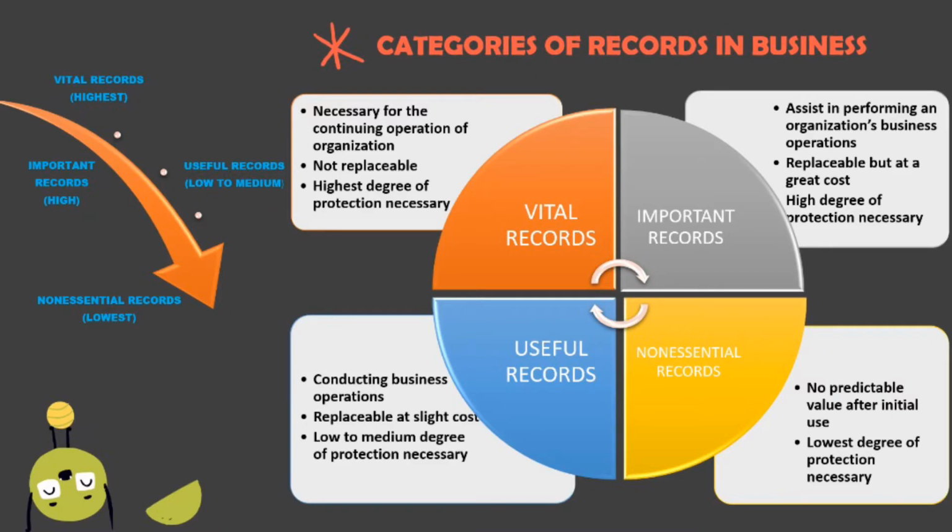Lastly, non-essential records. It has no predictable value after their initial use. It has the lowest degree of protection necessary. For example, announcements and bulletins to employees, acknowledgements, and routine telephone or email messages.